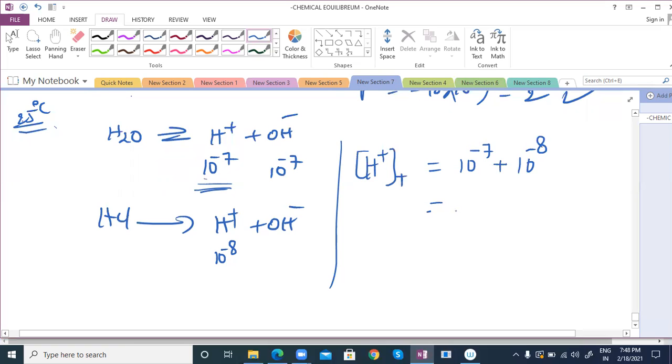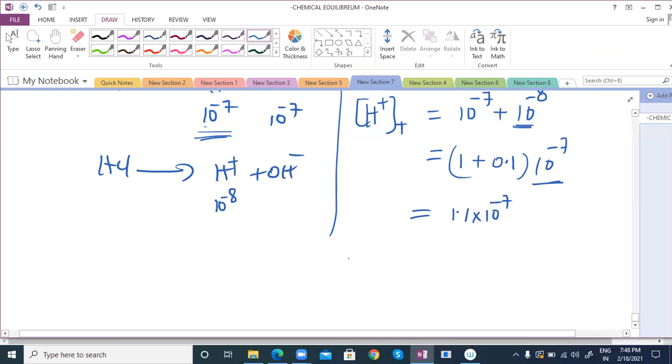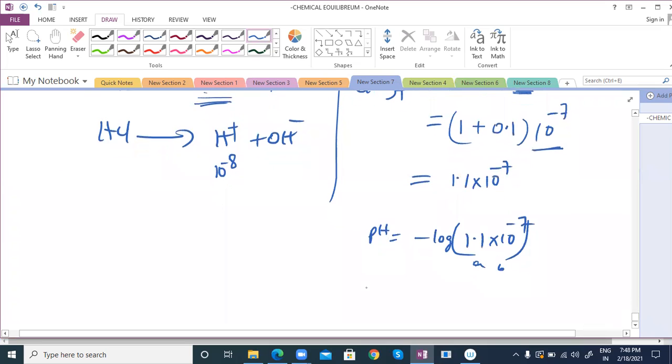Shall we take common here? 1 plus 0.1 into 10 to the power minus 7. Can I write? Yes, sir. Because this you can write as 0.1 into 10 power minus 7. Then you can take it common. So this is 1.1 into 10 to the power minus 7. Then you can apply the pH formula: pH equal to minus log H plus, that's nothing but 1.1 into 10 power minus 7. This is the log AB formula, this A and B. So I can write here 7 minus log 1.1.